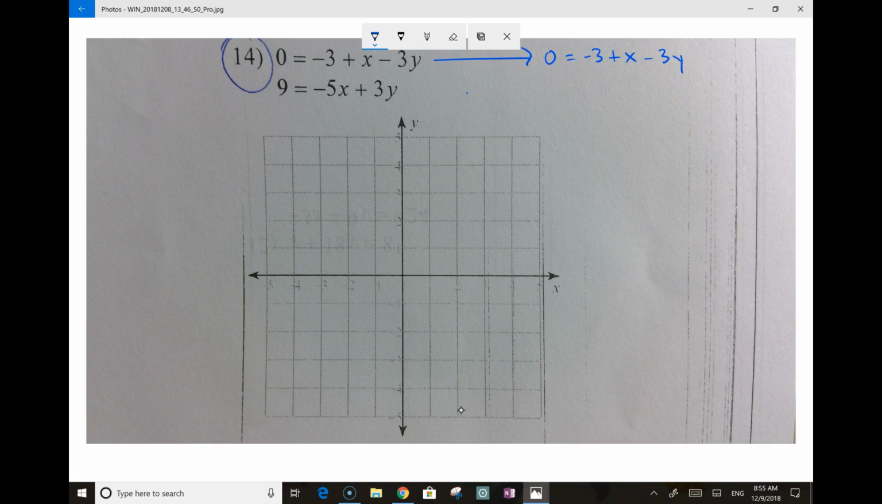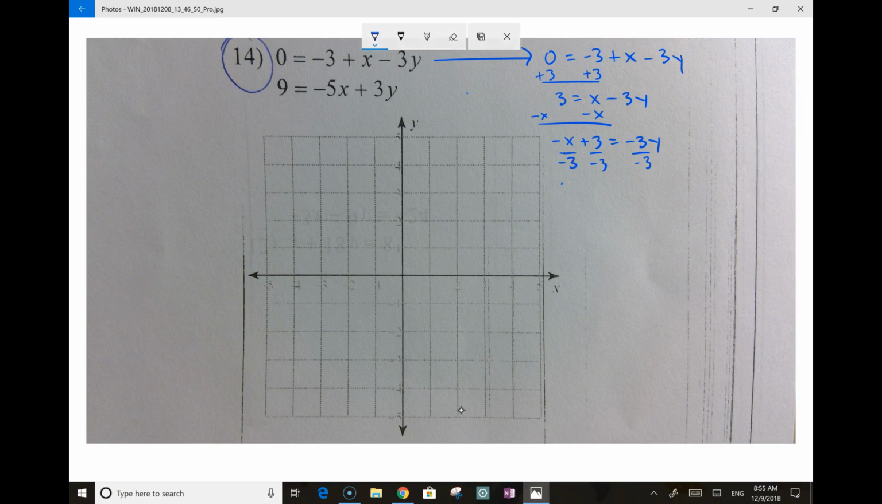So if I were to add 3 to both sides, what I get is 3 is equal to x minus 3y. And then if I subtract x, what I get is negative x plus 3 is equal to negative 3y. Then you divide by negative 3 here, here, and right there.